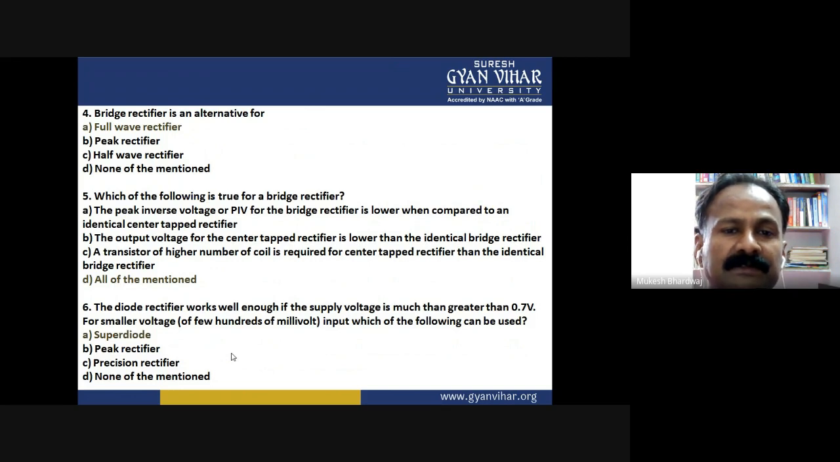So which of the following is true for bridge rectifier? All of the above mentioned is true for the bridge rectifier. So option D is the right answer.